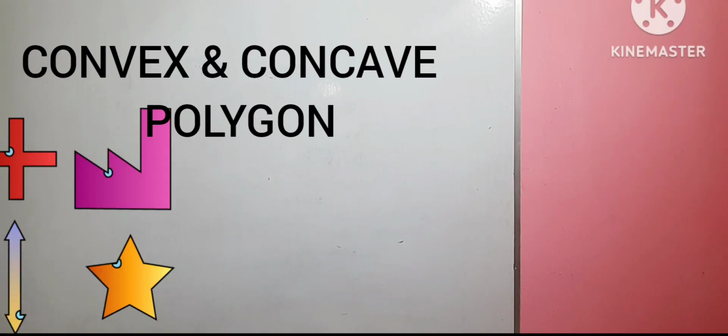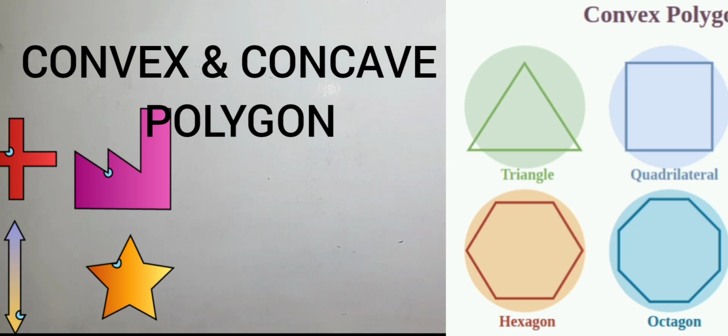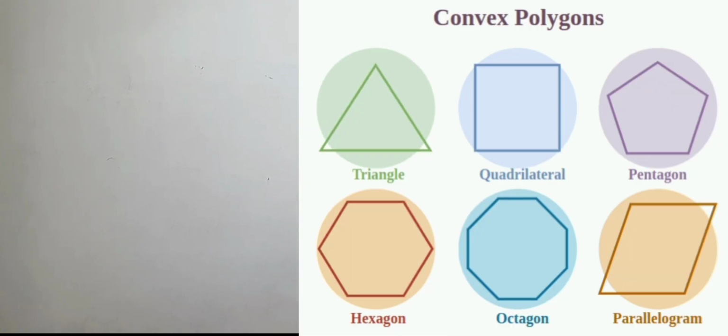The next topic is classification of polygons. The polygons are further classified into two types. So there are two types: convex and concave. Before that, we have already understood what polygons are.